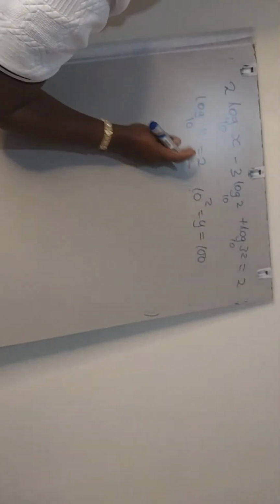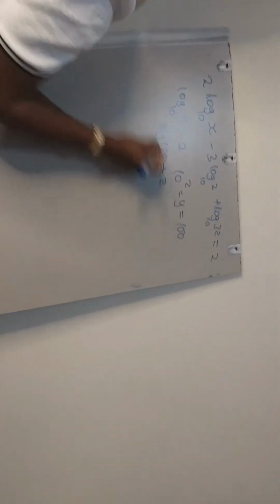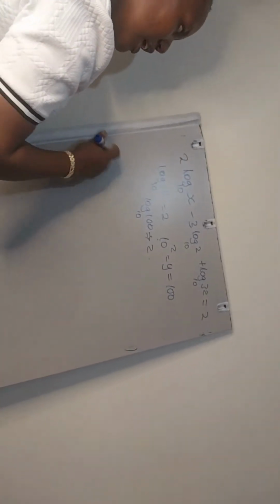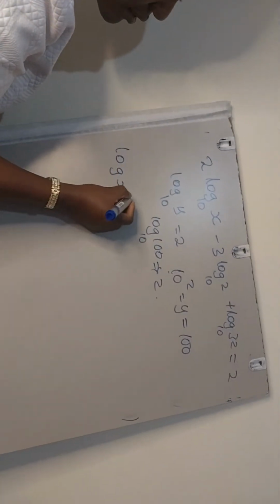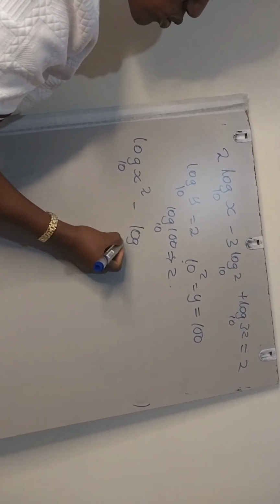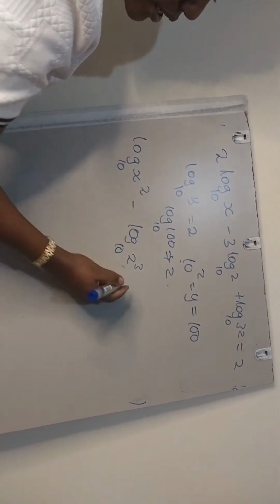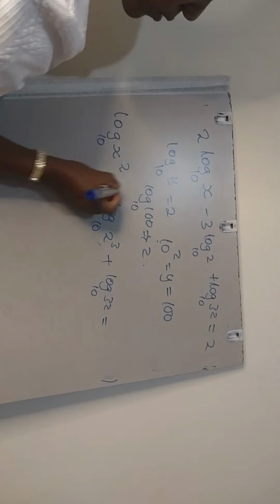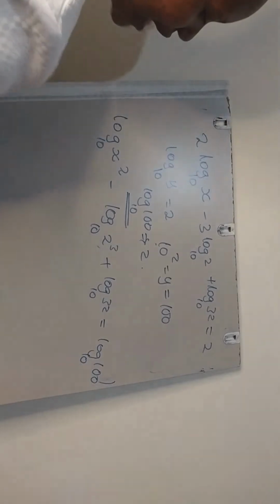Instead of writing 2, we'll now write log 100 to base 10 to represent the 2. Let us rewrite the question. Wherever we find a number before the log, let's try to express it as a power. So this will be log x squared to base 10 minus log 2 to the power 3 to base 10 plus log 32 to base 10 is equal to log 100 to base 10.